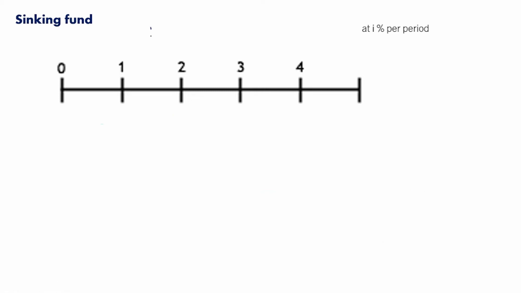So if we consider R to be the amount to be deposited at each time period, so here we have to make a payment of R at the end of each time period up to, say, n.